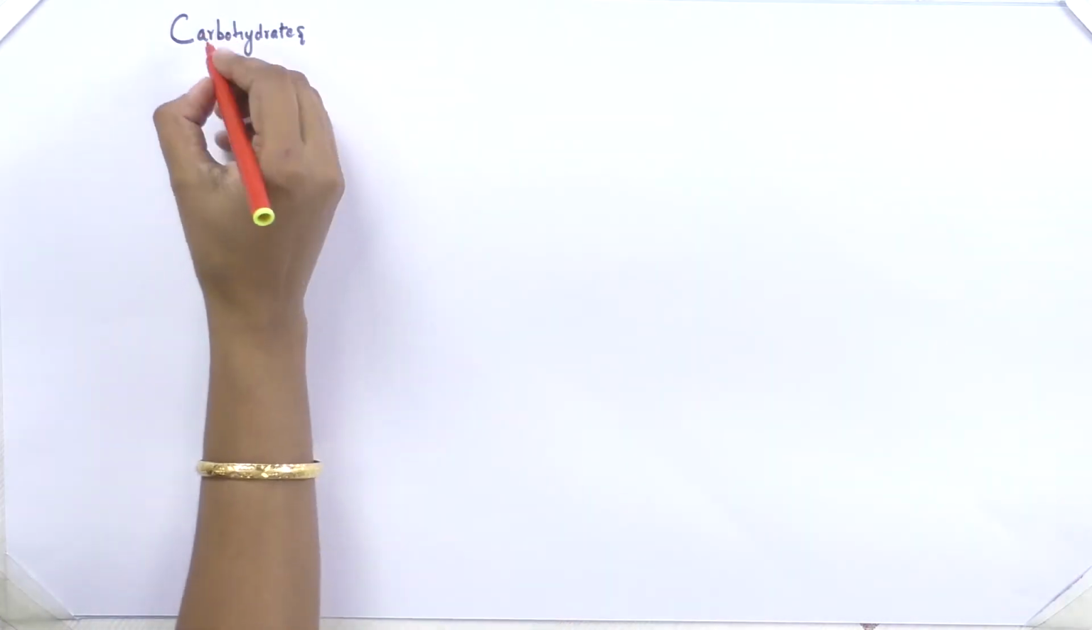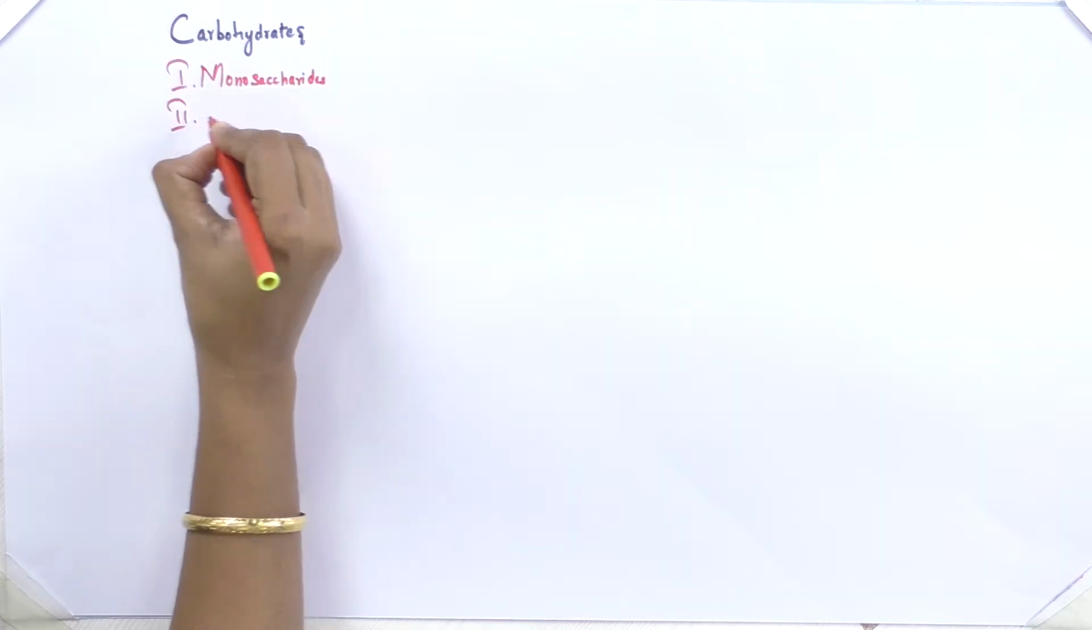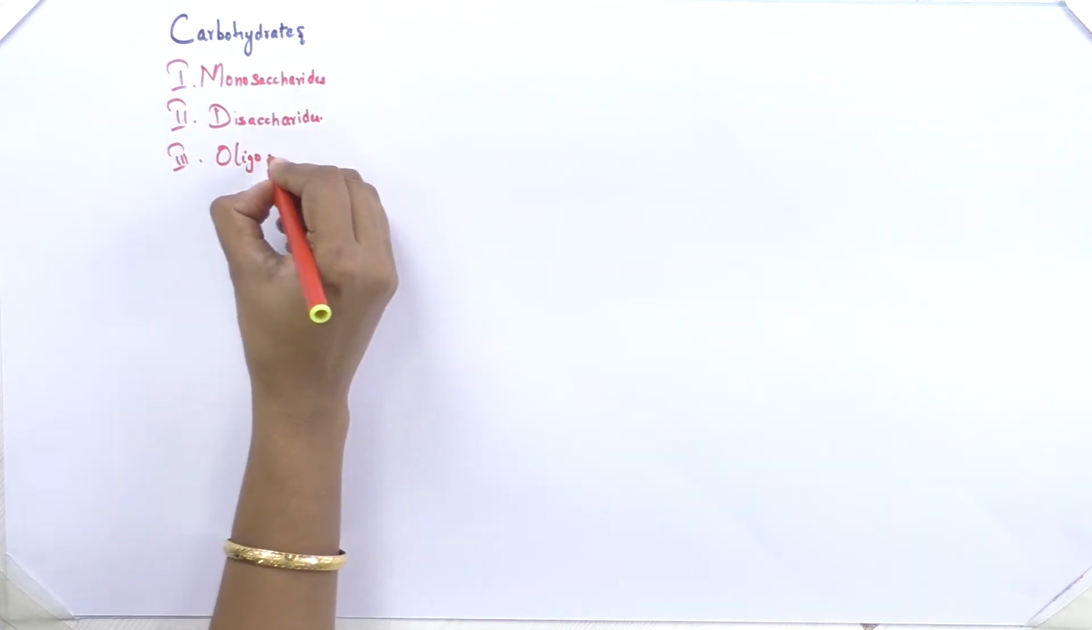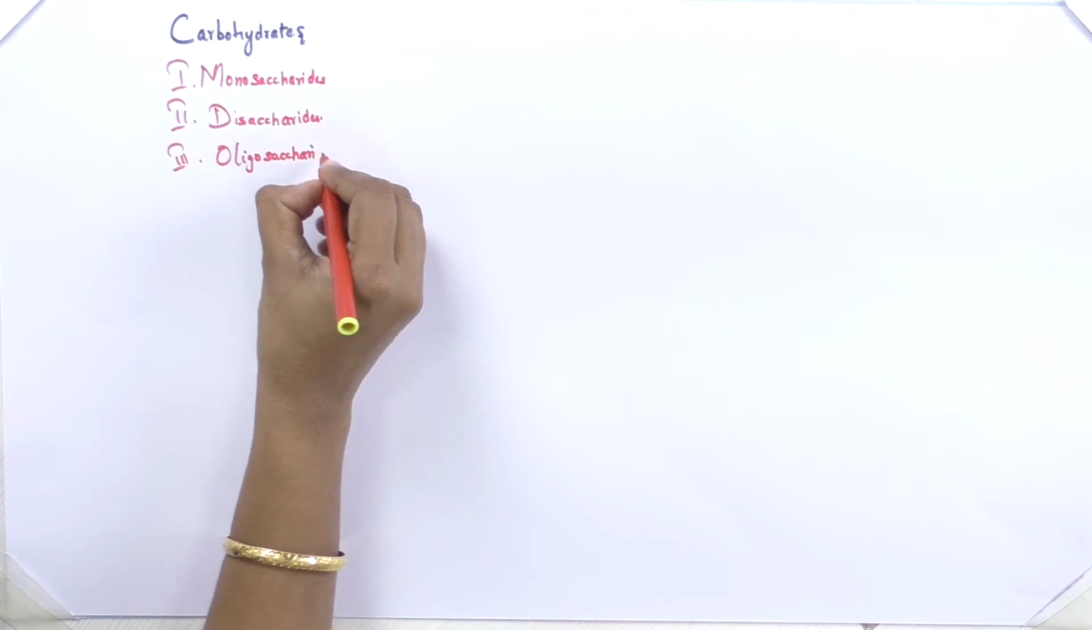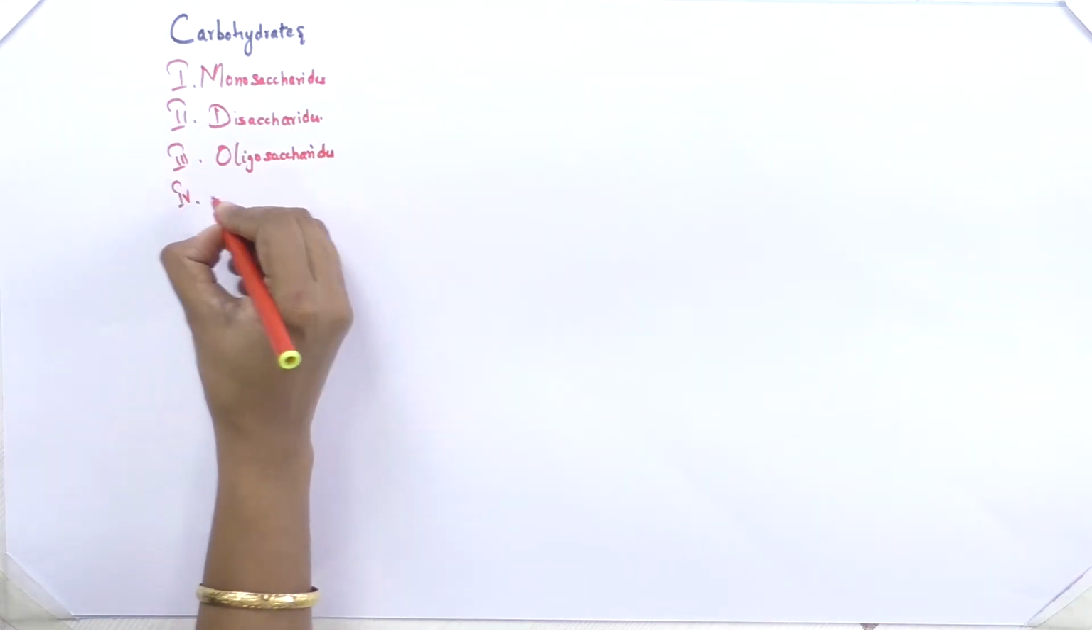There are four major classes of biological macromolecules that we come across day to day: carbohydrates, lipids, proteins and nucleic acids. So we're going to move into the first category, known as carbohydrates. Carbohydrates are divided into four categories: monosaccharides, disaccharides, oligosaccharides and polysaccharides.